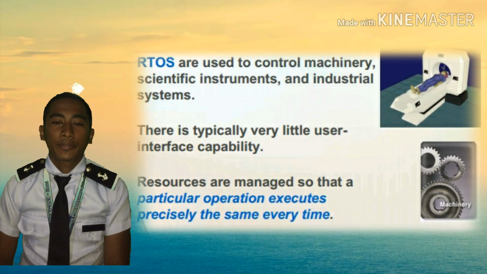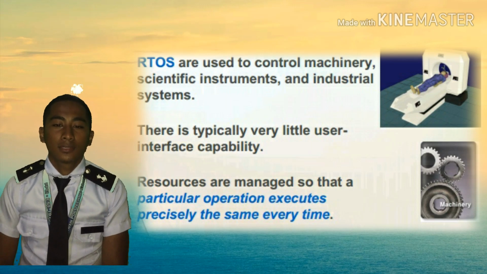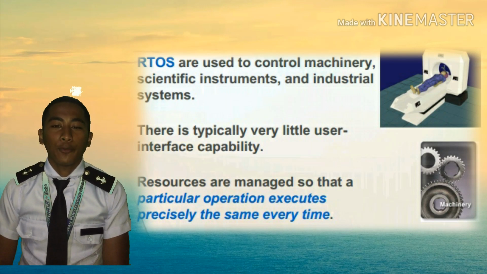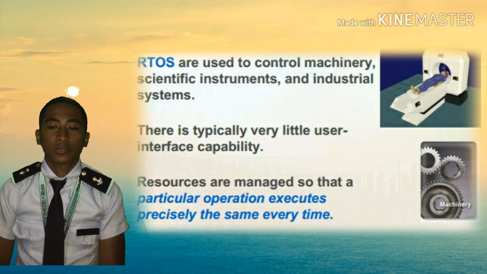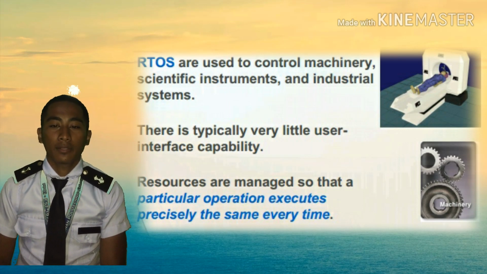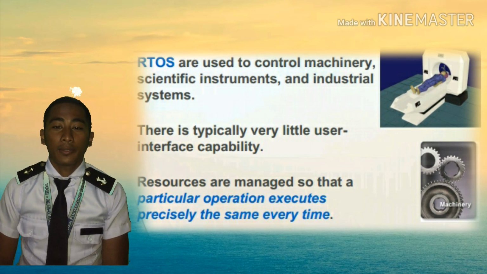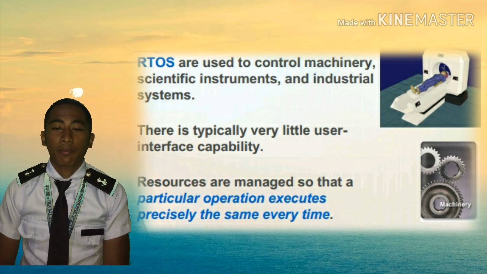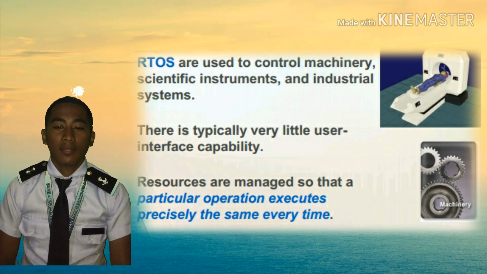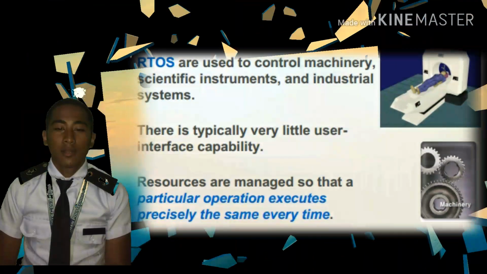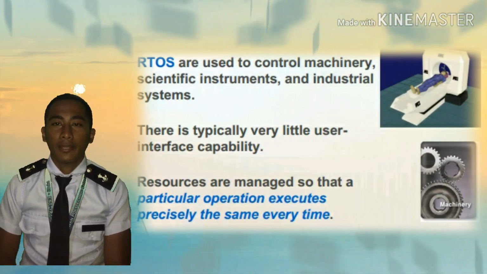Third is the real-time operating system. RTOS, or real-time operating systems, are used to control machinery, scientific instruments, and industrial systems. There is typically very little user interface capability. Resources are managed so that a particular operation executes precisely the same every time.